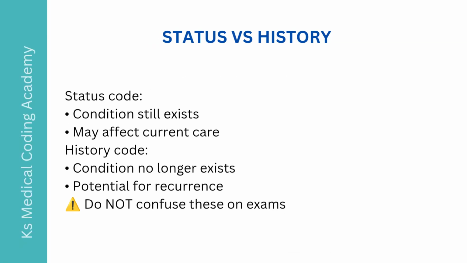Status versus history. A status code indicates that a condition or circumstance still exists and may affect the patient's care. For example, a patient with a heart transplant or a mechanical device has a current medical status that influences treatment decisions. A history code, on the other hand, indicates that the patient had a condition in the past, but it no longer exists. This distinction between status and history codes is frequently tested on certification exams.